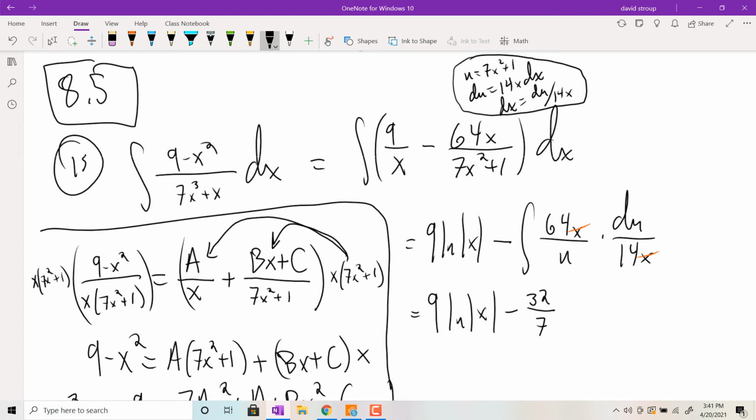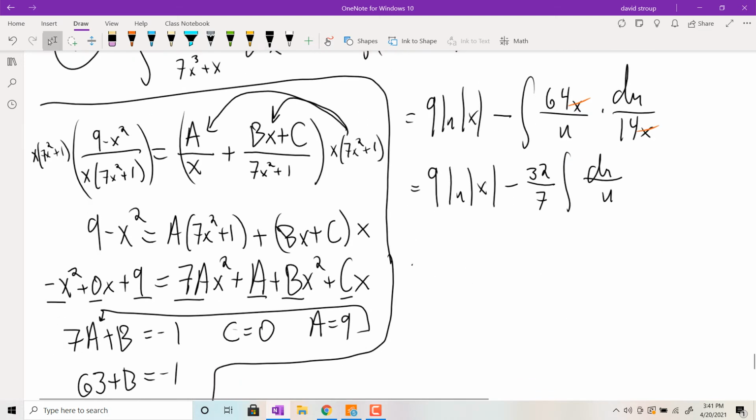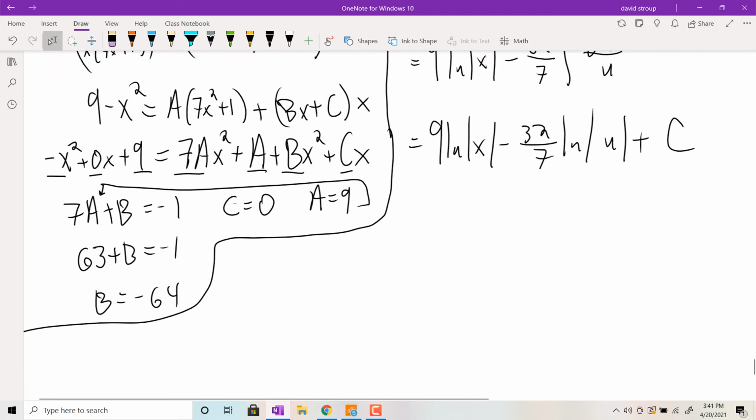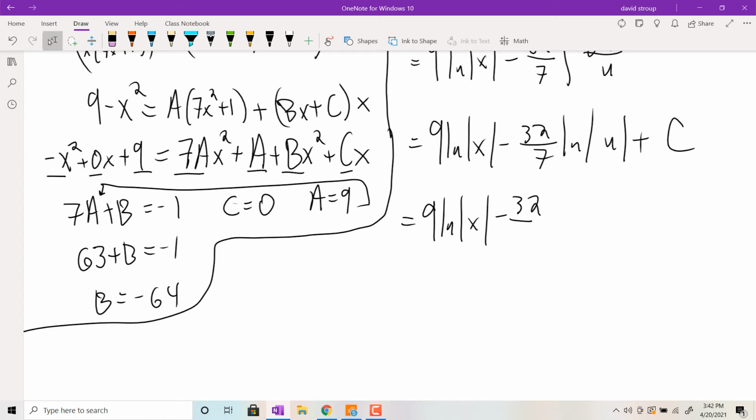And you have an integral of du over u, which is just another natural log. So I'm going to end up with 9 ln|x| minus 32/7 ln|u|. And then I get to back-substitute for whatever the u value was. So 9 ln|x| minus 32 sevenths ln|7x squared plus 1| plus C. That would be your final answer.